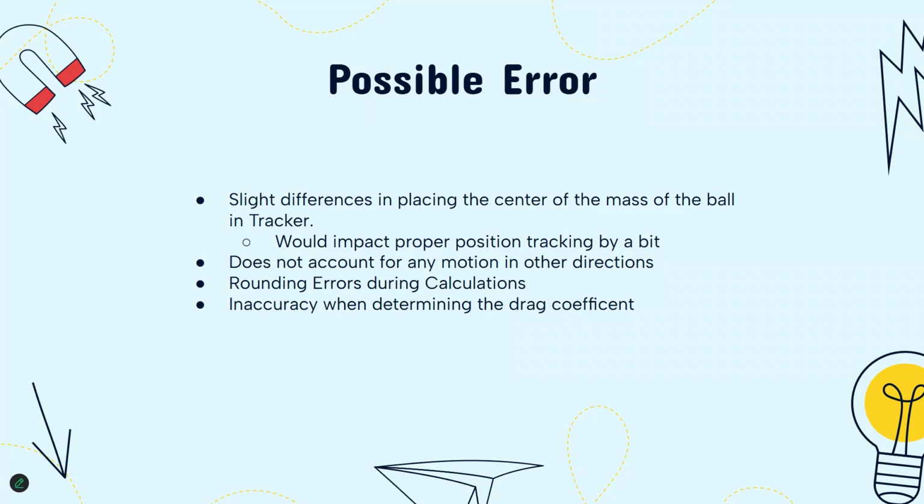There also may be rounding errors, because Tracker cannot spit out all of the values for what the data are. It gives me roughly 4 decimal places, so that may be slightly off, as well as there may be inaccuracy when determining the drag coefficient, because it was mostly just guess and check to try to get the drag coefficient to be as similar to the gravity one as possible. And so that could be some possible errors.